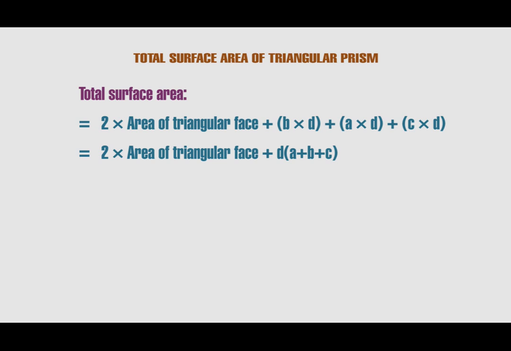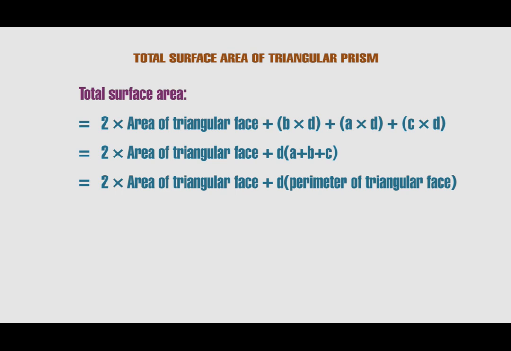So the total surface area of a triangular prism is given by 2 multiplied by the area of a triangular face plus d multiplied by the perimeter of the triangular face. That's good. Let's take an example.